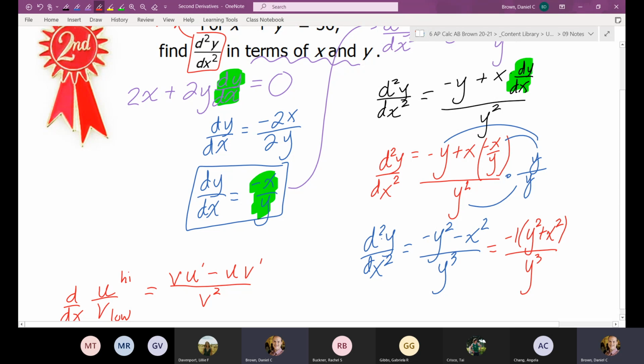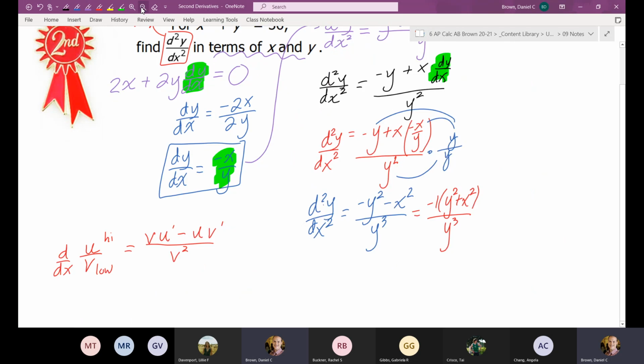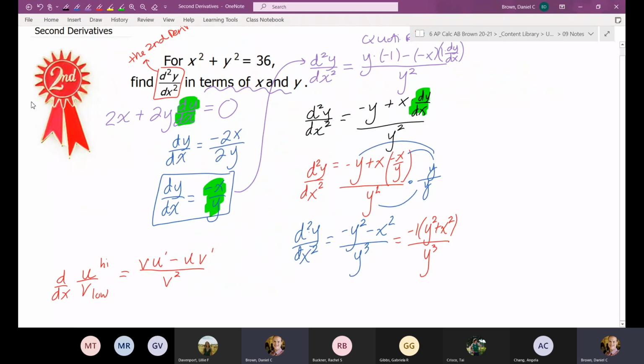Why would I want to do that? What is y squared plus x squared? 36. So we can actually make this a pretty nice looking second derivative of -36 over y cubed. Why might it be nice to simplify that?